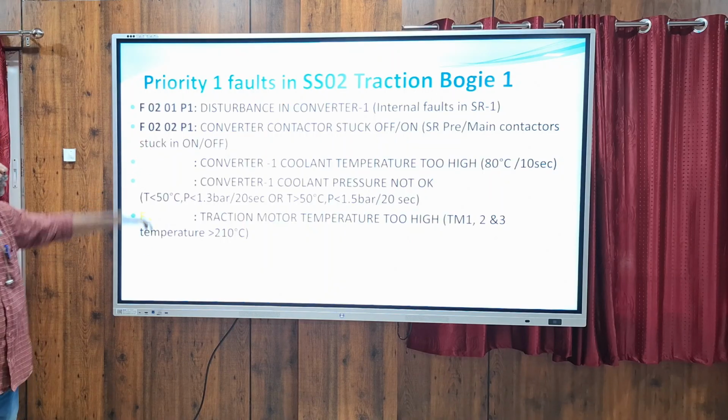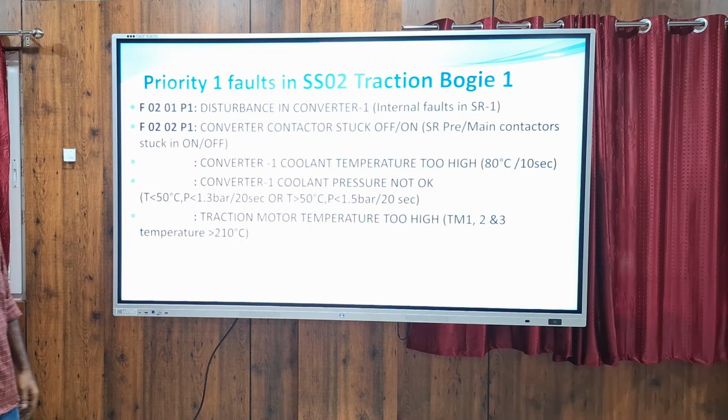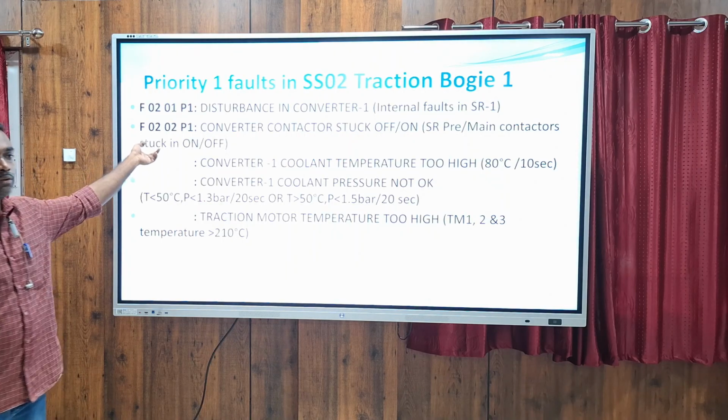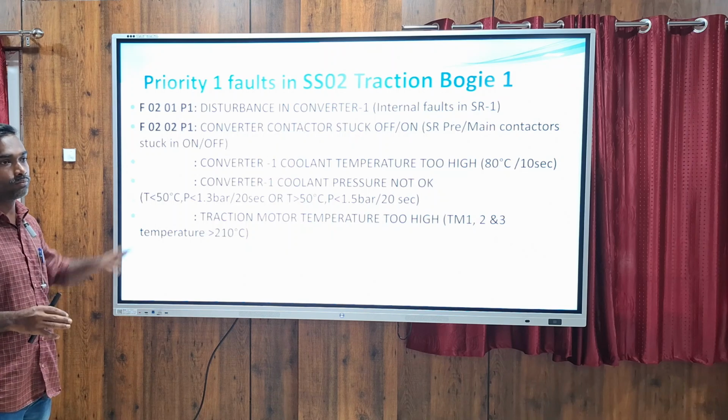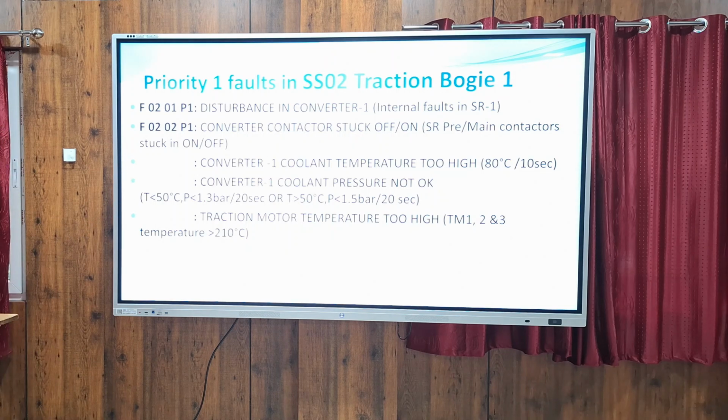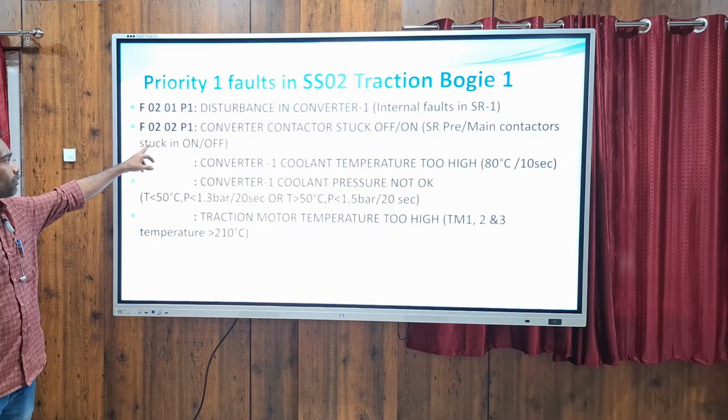Second one, S0 to 0 to P1. Here, SR contactor is getting stuck in or stuck off. In such cases, it will give feedback to VCU that I'm not able to develop the DC link voltage or something, so I cannot work like that. Contactor having some issue. So this is also a priority 1 fault.